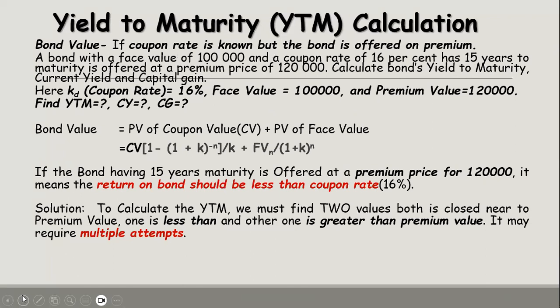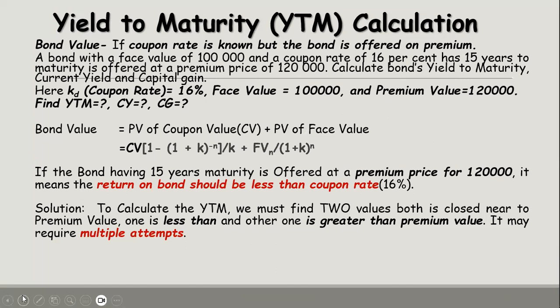In case the bond is offered at par price, the yield to maturity remains the same, equal to the coupon rate. But when the bond is offered at a premium or discount, the yield to maturity will definitely change. In the first case, we are going to discuss when the coupon rate is known but the bond is offered at a premium. Here, we do not know the yield to maturity on the bond.